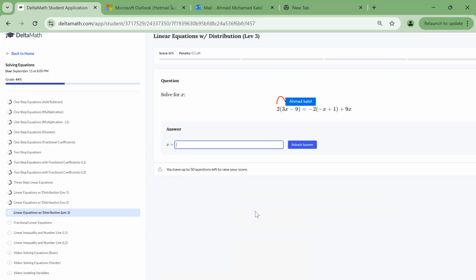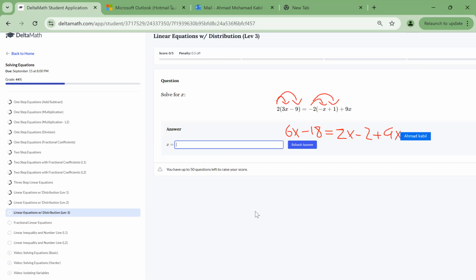So let's distribute the 2 first on those two terms. 2 times 3x is 6x. 2 times negative 9 is minus 18. Here we have to distribute as well. So we get positive 2x minus 2 plus 9x.